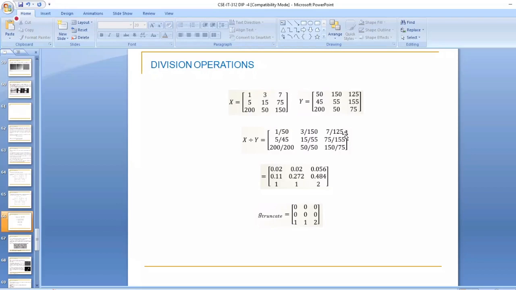Now calculate the division of this. 1 by 50 it is 0.02. 3 by 150 it is 0.02. 7 by 125 it is 0.056. 5 by 45 it is 0.11. 15 by 55 it is 0.272. And this is 0.484. And this is 1, 1 and 2. Now, as we know, if the value is less than 1, so we have to write what? 0, 0, 0, 0, 0, 0 for these values, and this is 1, 1, 1, 1 and 2. It will remain the same. So is that clear up to here?